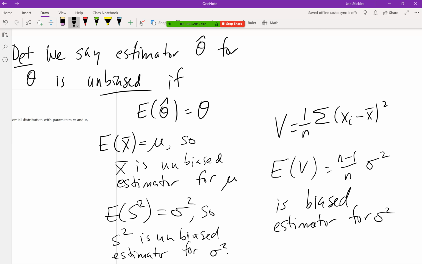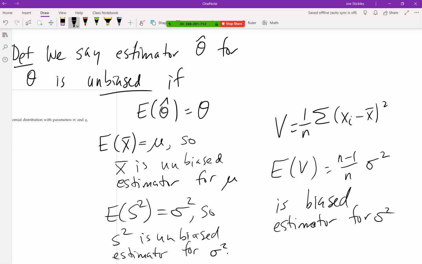And we've seen other ones as well, but the idea of bias has to do with, on average, what should your statistic be coming out to? It's unbiased if, on average, it comes out to the true value of the population parameter.